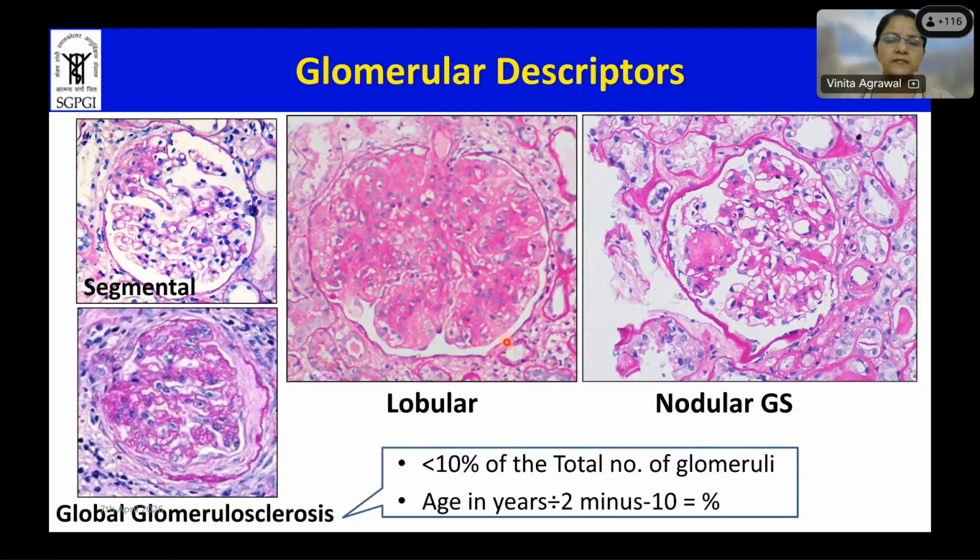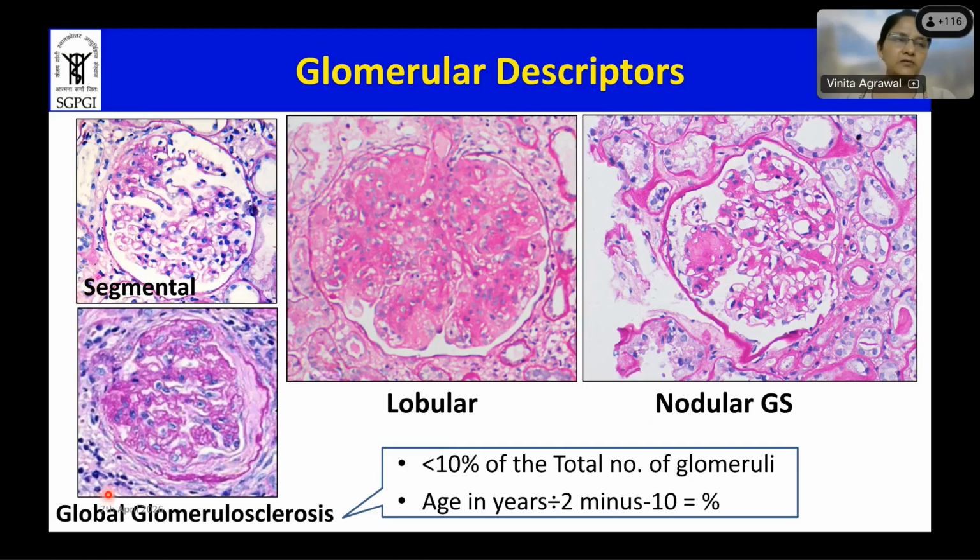When the lobular accentuation of the architecture of the glomerulus is there, then you say it is a lobular accentuation. Something can be nodular. More likely when there is some external deposit in the glomerulus, it gives a nodular appearance to the glomerulus. And whether this nodular appearance is symmetrical or asymmetrical, you can decide on the lesion.